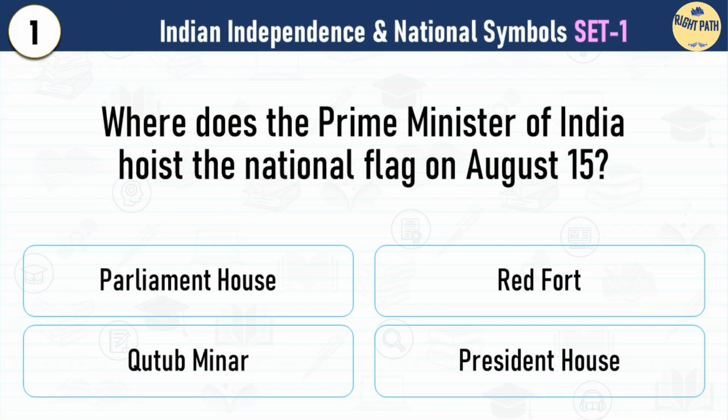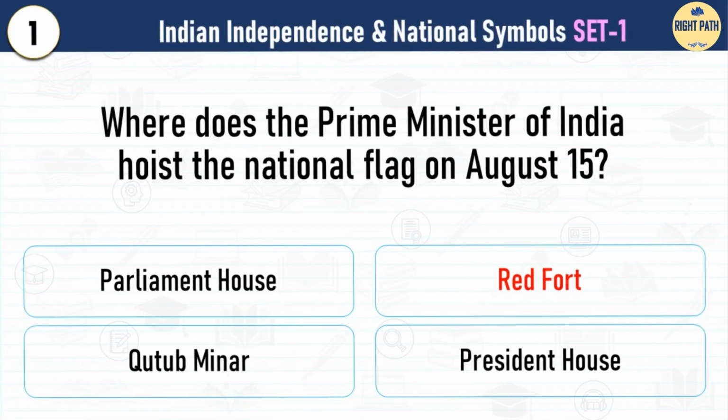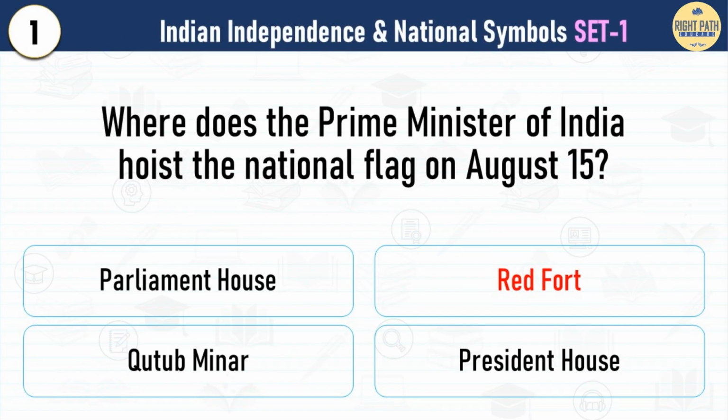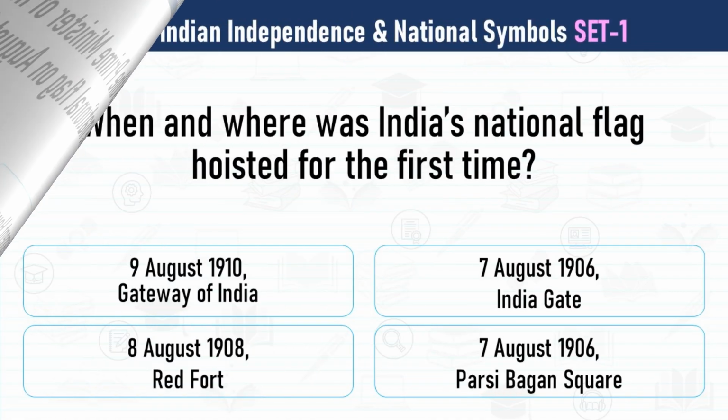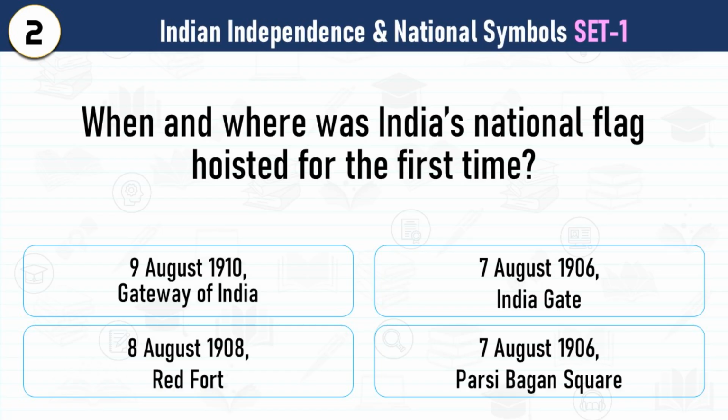Question number 1. Where does the Prime Minister of India hoist the national flag on August 15th? Correct answer is the Prime Minister of India hoists the national flag at the Red Fort in Delhi on August 15th. Question number 2. When and where was India's national flag hoisted for the first time?